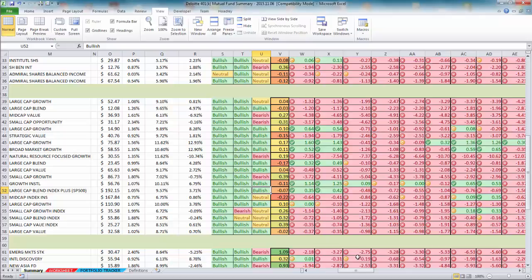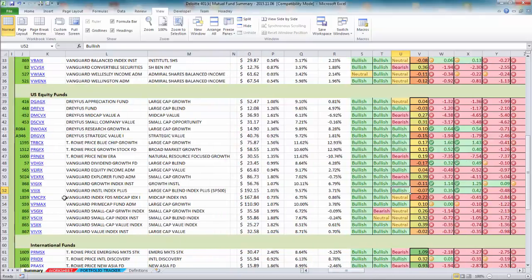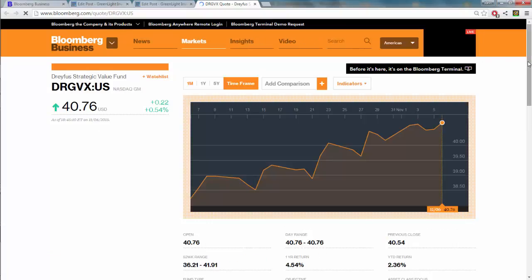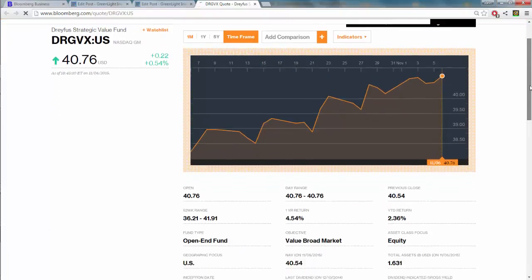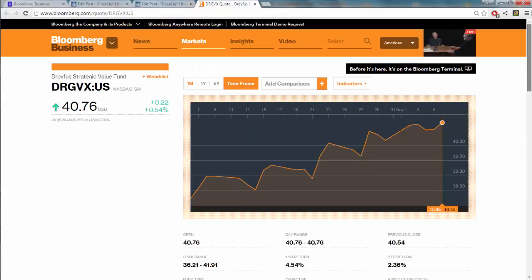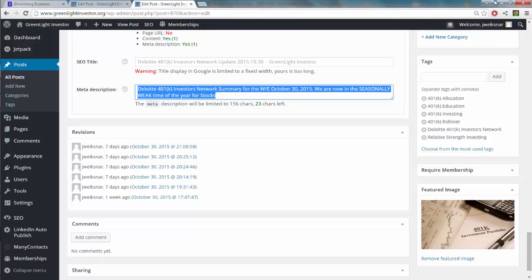You can also do additional research if you want to go into any of these funds by simply clicking on the button, the hyperlink. It'll take you to an outside resource where you can look at the chart over different time frames. And what I think is nice is you can take a look at some of the top holdings in any of the funds. So when you're doing your research, you can see what funds are being held by the fund, and that may help you make a decision as to how you'd like to invest your funds.